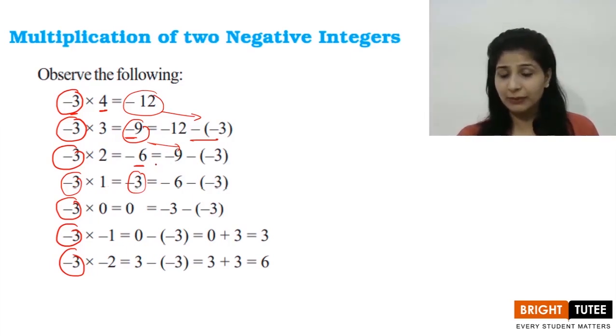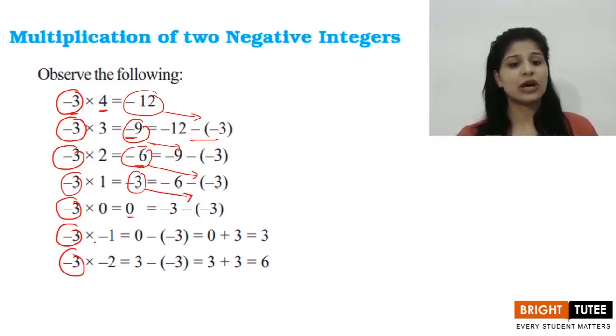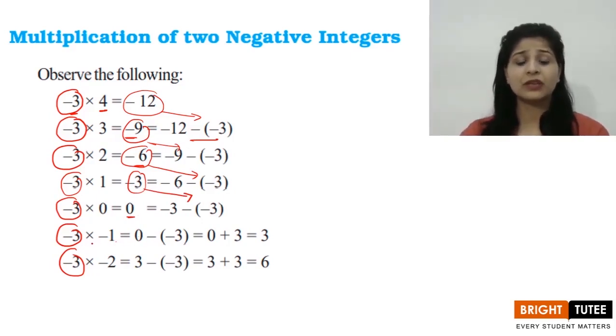How do we get minus 3? From minus 6, we subtract minus 3, we get minus 3. Now minus 3 into 0, how do we get 0? From minus 3, again we are subtracting minus 3, we get 0. So now minus 3 into minus 1 is nothing but what we are not sure of.